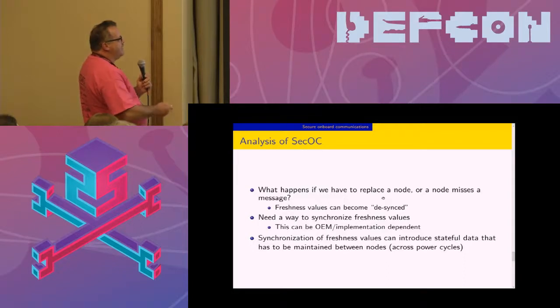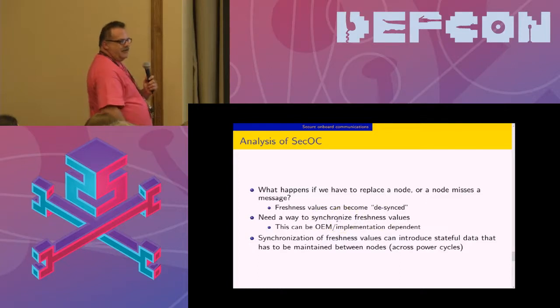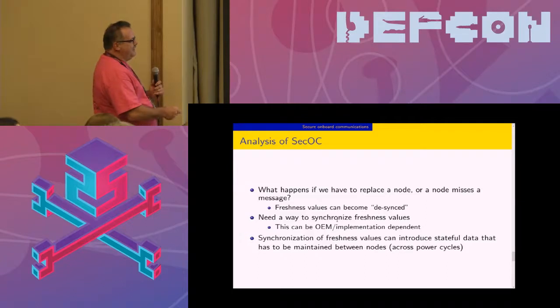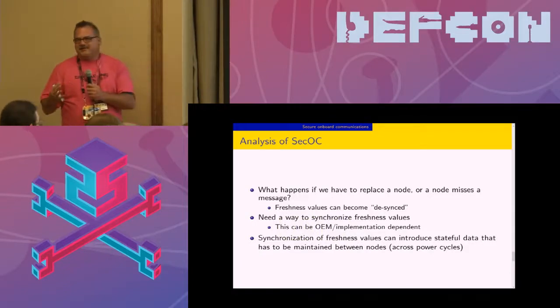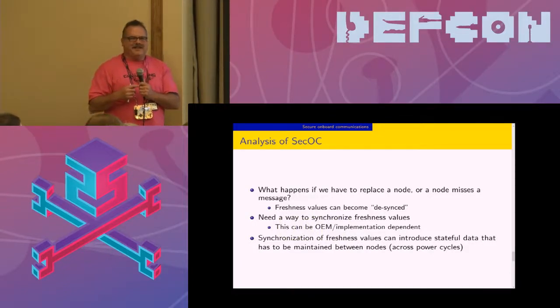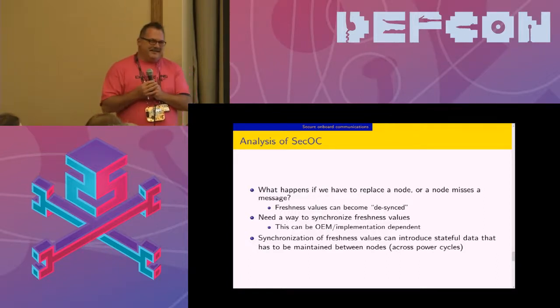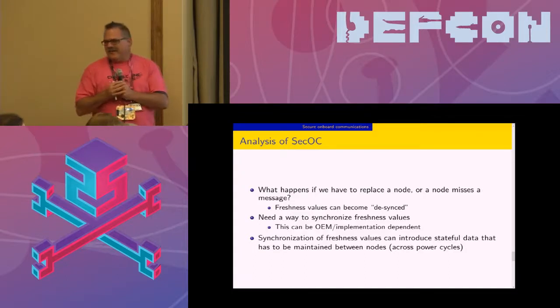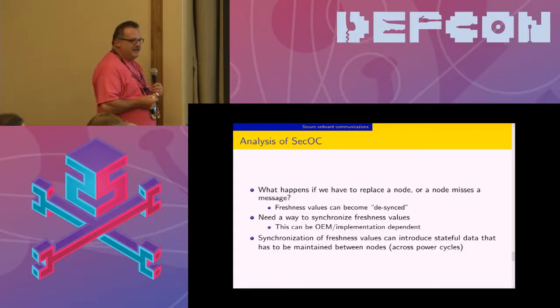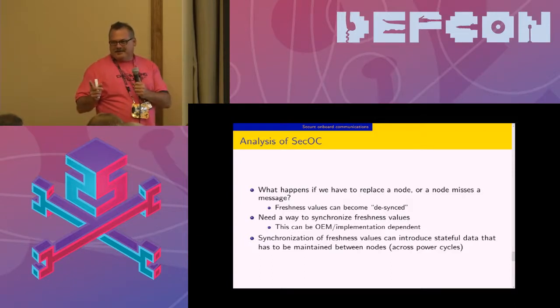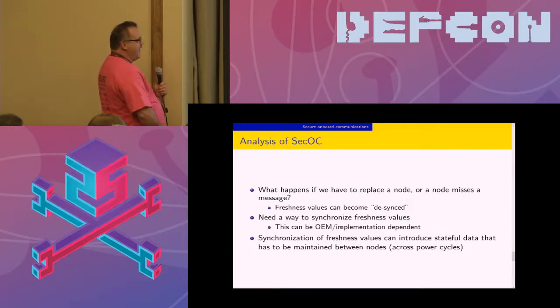So having some way of synchronizing the freshness values has to be done, and that is actually not covered in that secure onboard communication spec. It's actually up to what you would like to do as an OEM, which is very interesting, because if they're doing it, they must be communicating that full freshness value periodically. And if they're communicating the full freshness value periodically, that means you can see it. And if you can see it, that means you know it. And then guess what? I can replay it because I know the freshness value. I still have to take some guesses, though. That's what the demo is over there in the car hacking village.